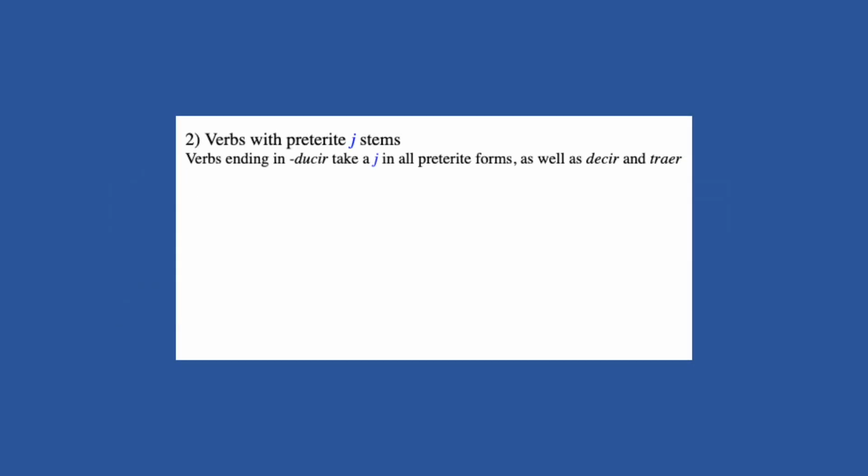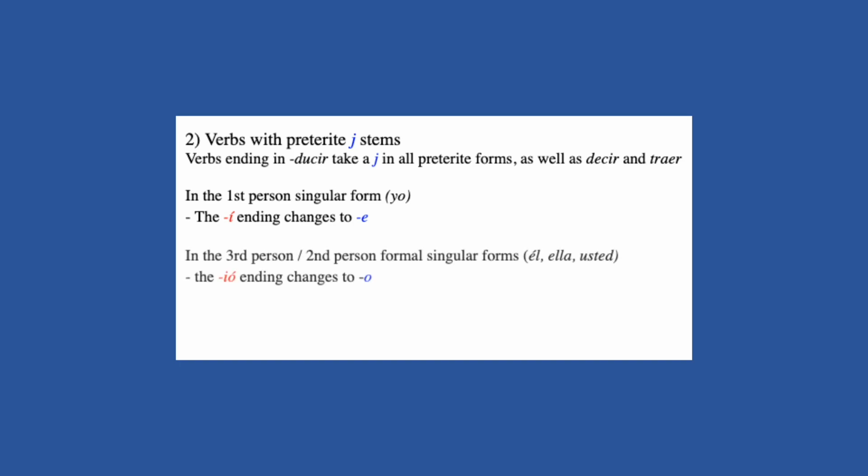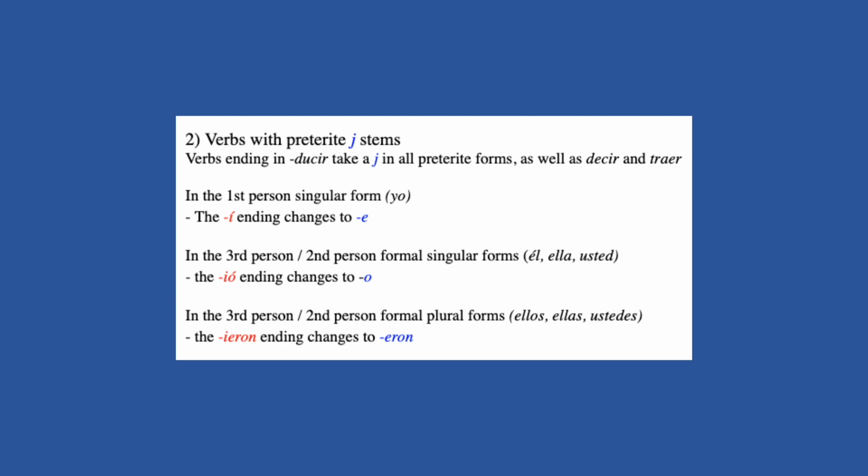Verbs that end in ducir, as well as decir and traer, will take a J in all preterite forms. These verbs also have irregular preterite endings for certain forms. In the first person singular preterite form, they end in e. In the third person singular, they end in o. And in the third person plural, they end in eron.